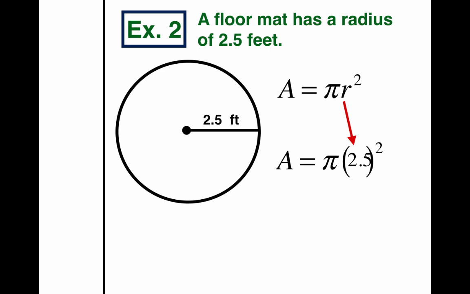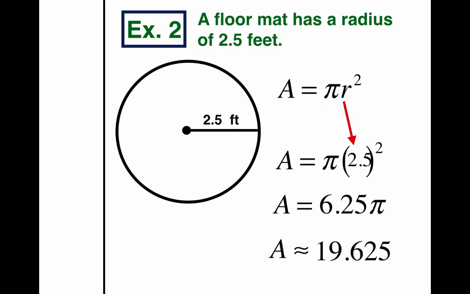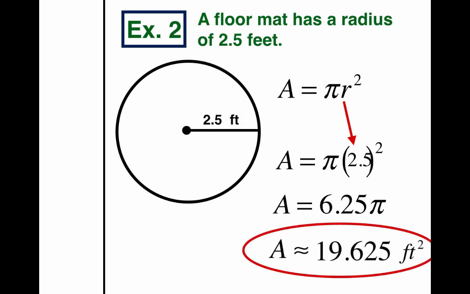Now you need a calculator because you got to multiply 2.5 times 2.5. 2.5 times 2.5 is 6.25. So we have this 6.25 pi, and now we're going to times it by 3.14. 6.25 times 3.14, I believe, is 19.625. And we're measuring in feet, which means inside this floor mat, if we were to trace out some little tiny squares, we would have about 19.625 square feet. So I'm going to write feet squared. And that's our solution.